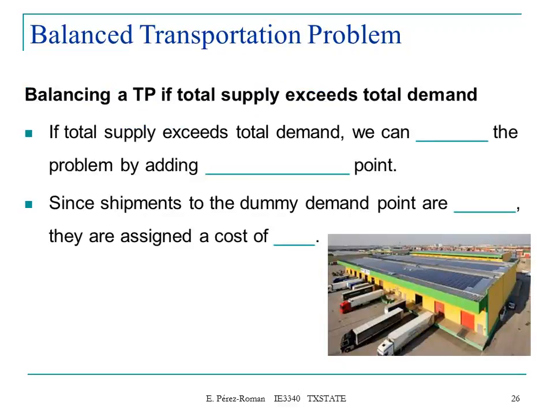So balancing a transportation problem is if total supply exceeds the total demand. If the total supply exceeds the total demand, we can balance the problem by adding a dummy demand point. So basically, we're going to create this demand point that is not real, but will help us to solve the problem. Since shipments to the dummy demand point are not real, they are assigned a cost of 0. There will be no cost incurred for sending units to that demand point.